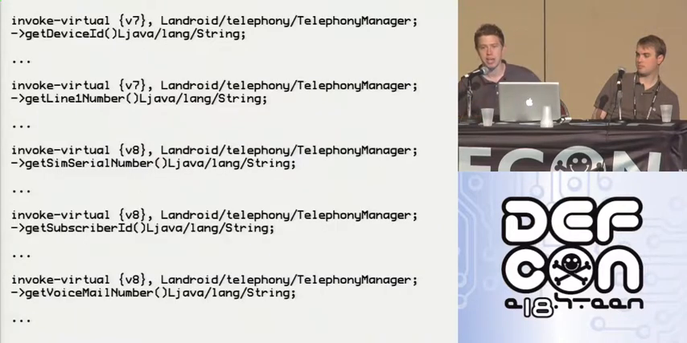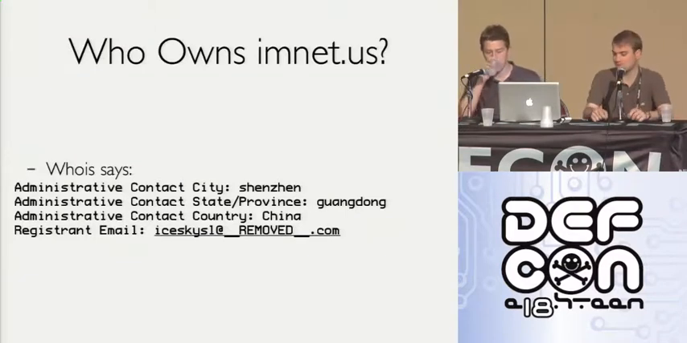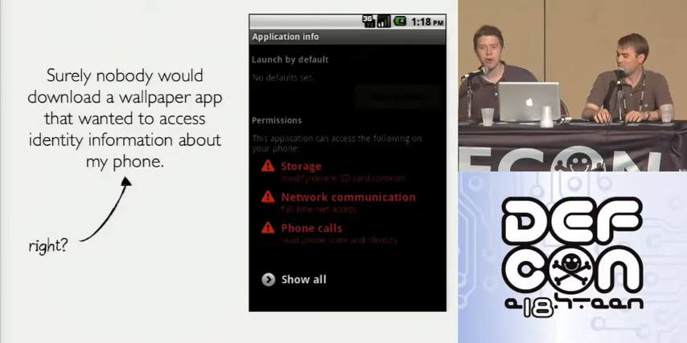Here's an excerpt from the disassembly of what actually happened. Get device ID, get line 1 number, SIM serial number, subscriber ID, get voicemail number. I mean, these are all the Android APIs that access the data we just saw. So who owns the domain that the data was being sent to? Yeah. But of course, nobody would ever download an application and agree to permissions without looking, right? Nobody's ever done that. Any guess as to how many downloads these applications had?